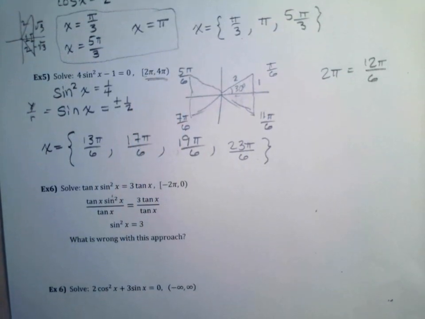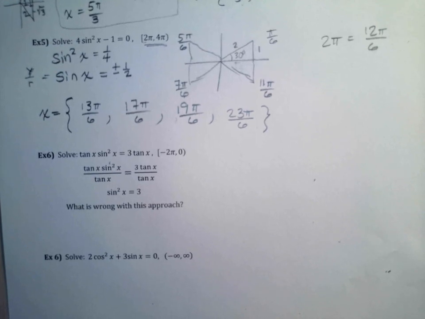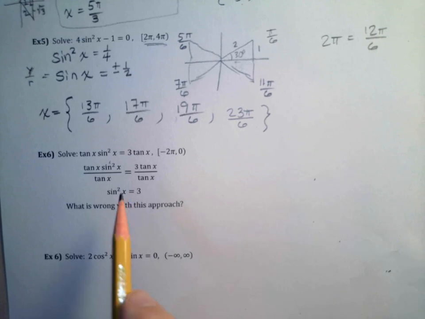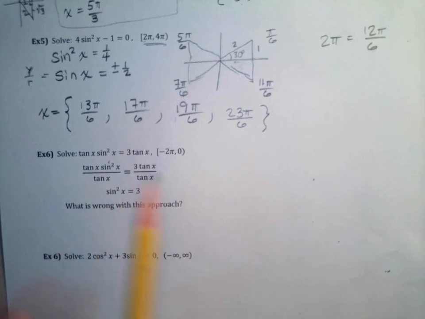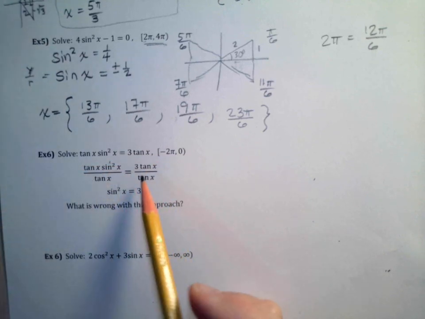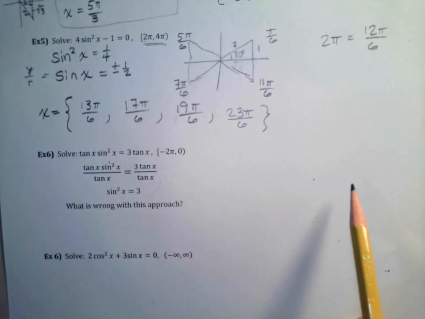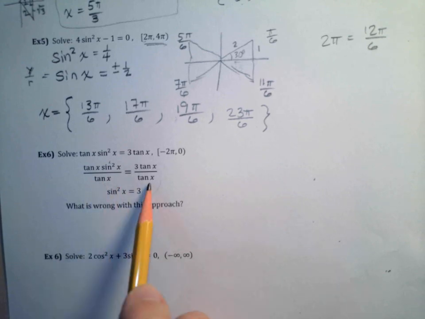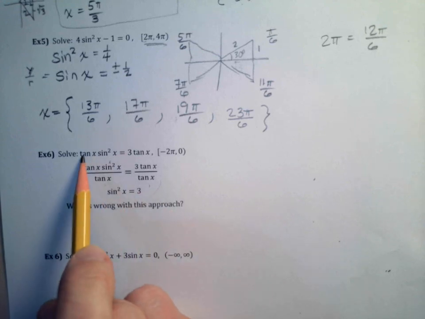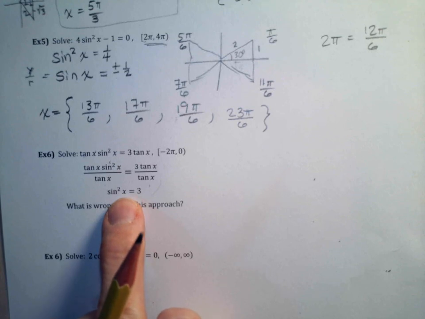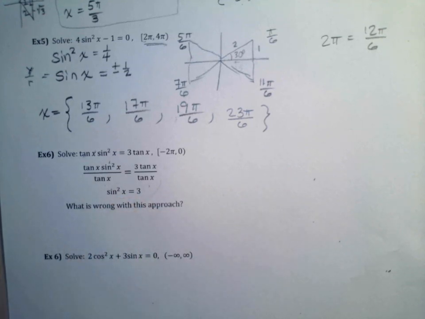All right. Number 6. The problem is up here, but I sort of did an erroneous approach to this. So think about what's wrong with me dividing both sides by tangent, and canceling out the tangents. Then I just get this, right? And so I've lost a solution because I've gotten rid of that.